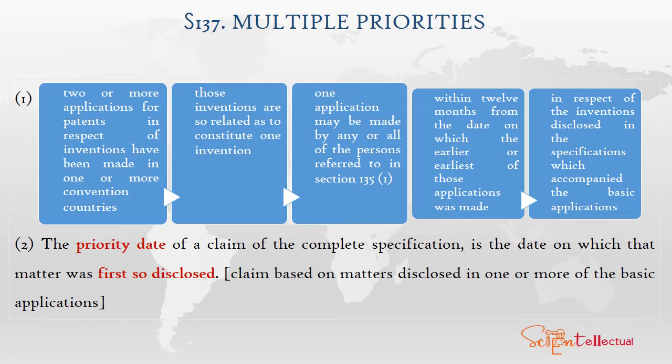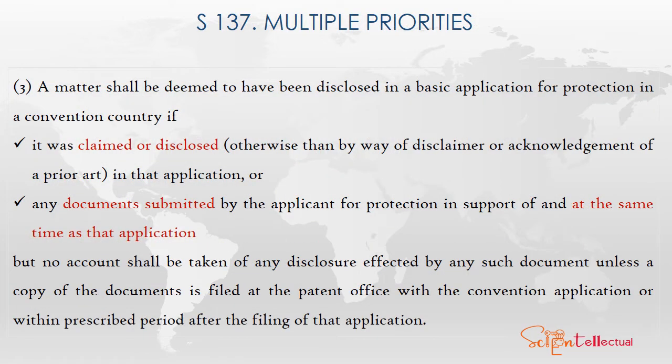Subsection 2, the priority date of the claim will be the date on which the subject matter was first disclosed. Section 137, Subsection 3. A matter shall be deemed to have been disclosed, deemed to mean considered to have been disclosed, in the basic application for protection if it was claimed or disclosed in that application, or any document submitted by the applicant for protection in support of or at the time of the application. That is, the subject matter should be disclosed in the application, and the documents submitted by the applicant should support that.